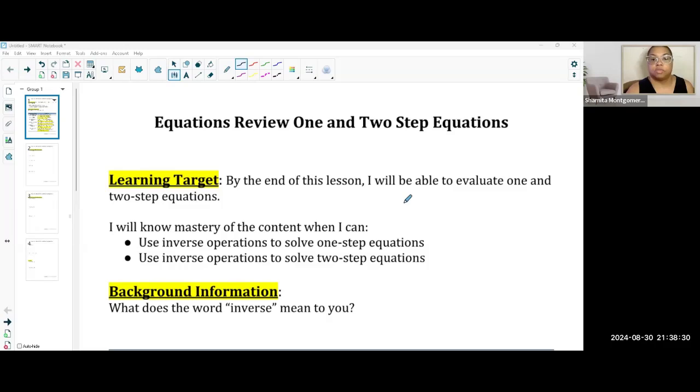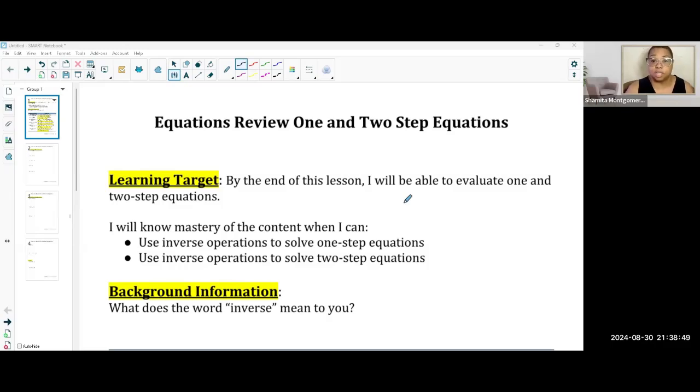Our learning target for today is: by the end of this lesson, I'll be able to evaluate one and two-step equations. I will know mastery of the content when I can use inverse operations to solve one-step equations and use inverse operations to solve two-step equations.